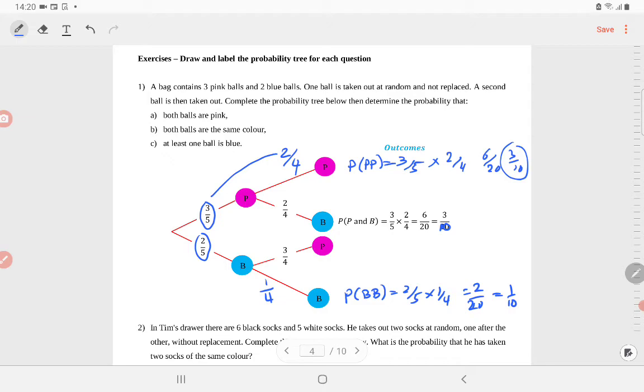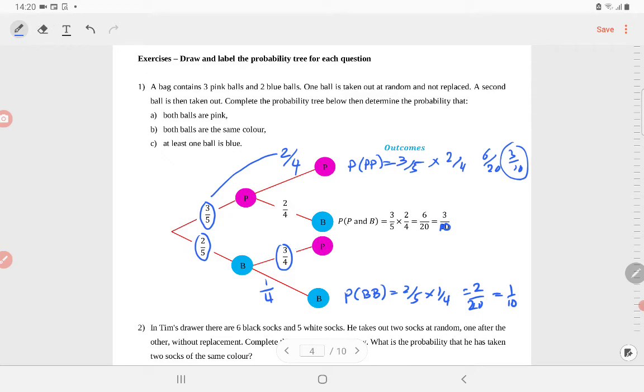Okay, and for the blue pink, if you've taken out a blue ball, there's only going to be 1 blue ball left, isn't there? That's this one here. But there are still 3 pink balls in the bag. That's why this is 3.